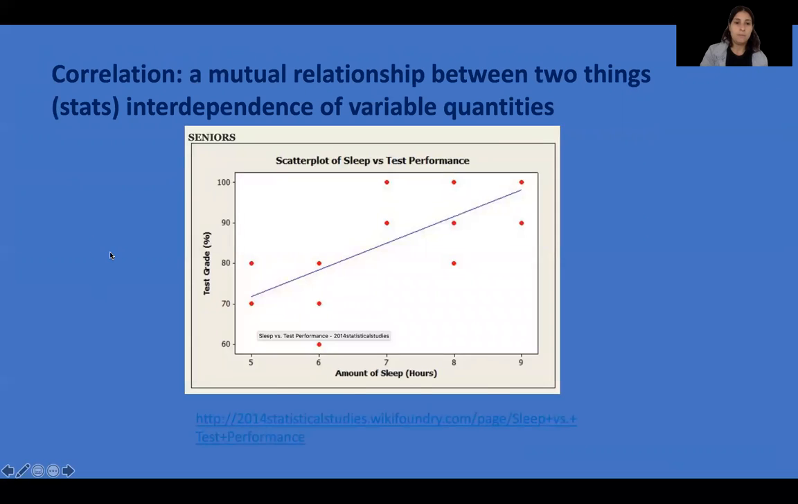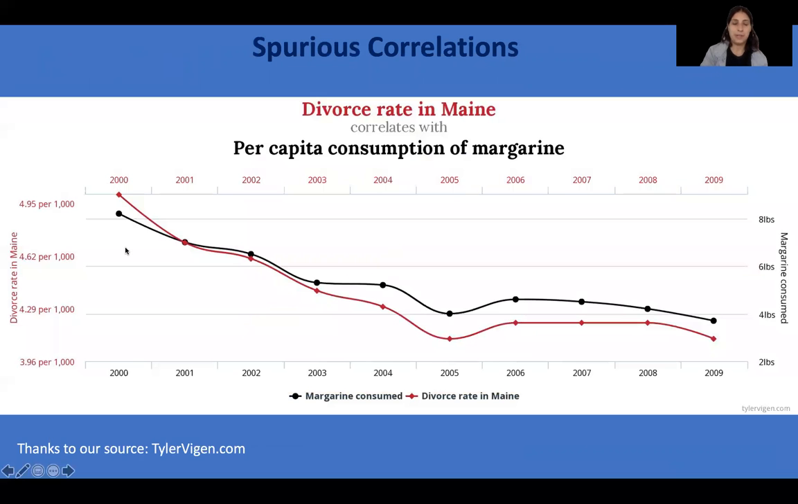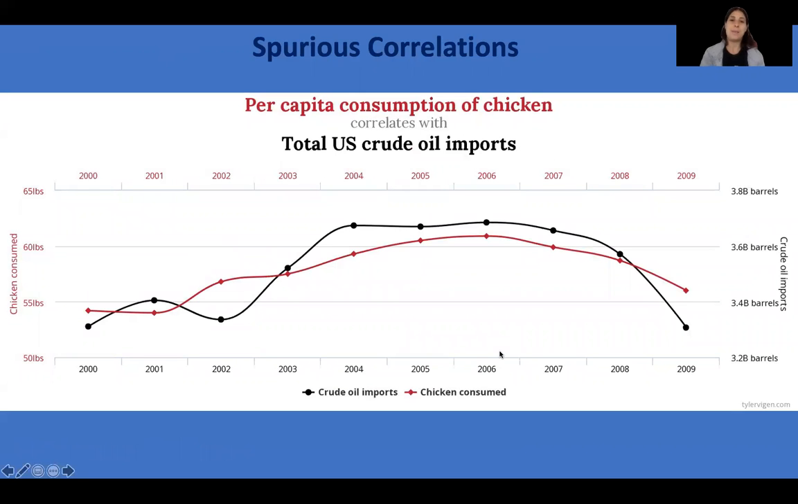And watch out for spurious correlations. Just because two things seem to be correlated doesn't mean there's a causation, right? And here's a perfect way to show that. There's a great website, tylervigen.com, that has lots of these spurious correlations. For example, the divorce rate in Maine happens to correlate with the per capita consumption of margarine. The same for the per capita consumption of chicken, which correlates with total US crude oil imports.